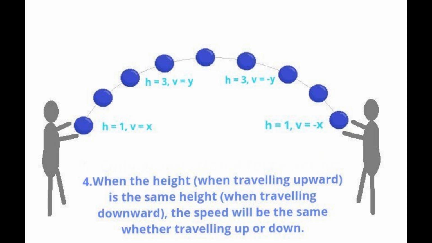The most important thing here to remember is that the direction of movement will make it either positive or negative, but the value, the magnitude, would stay the same.